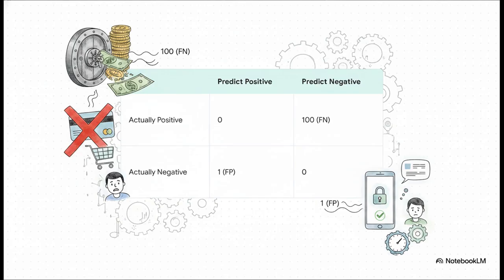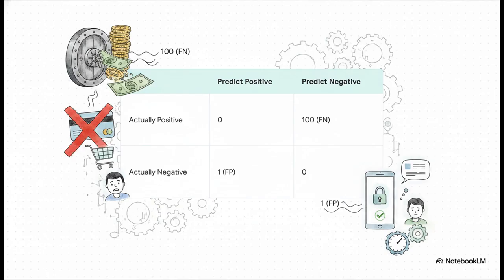Building on this idea, we can implement cost-sensitive learning. This takes everything out of the abstract and places it squarely in the real world, because we all know different mistakes cost different amounts. Look at this matrix. If you miss a fraudulent transaction, a false negative, maybe that costs your company 10 grand. So we assign it a cost of 100.